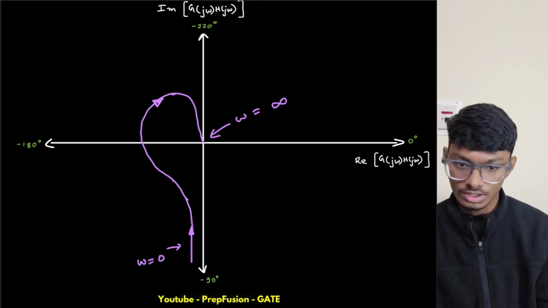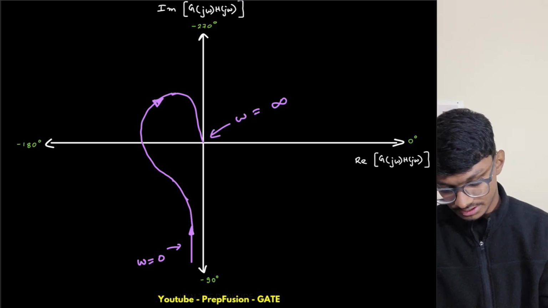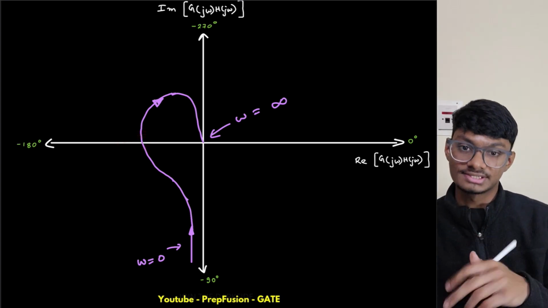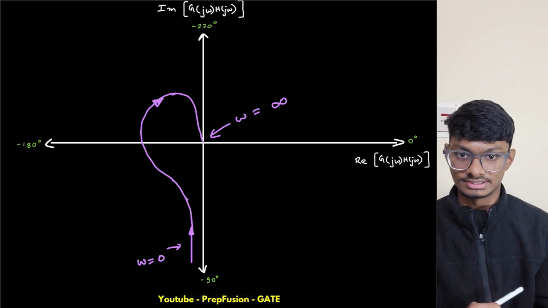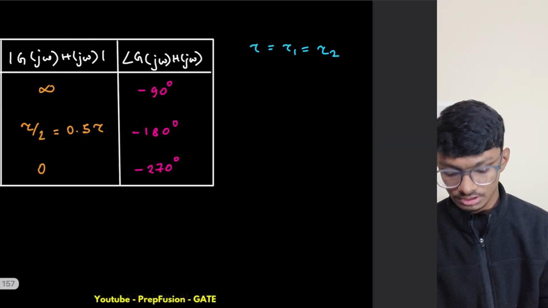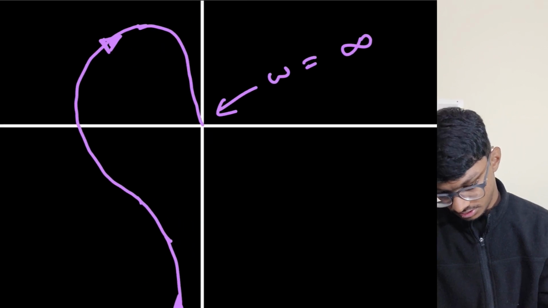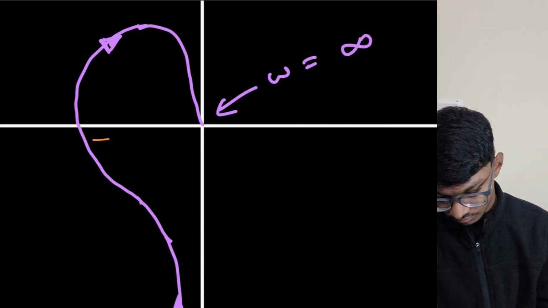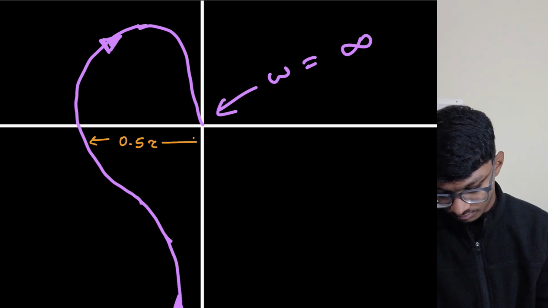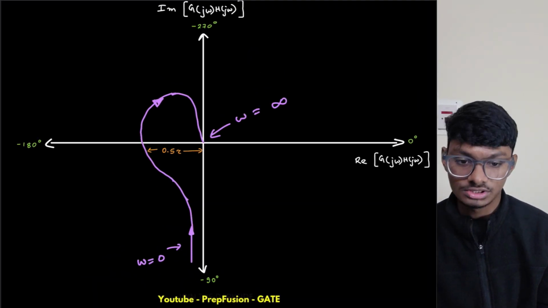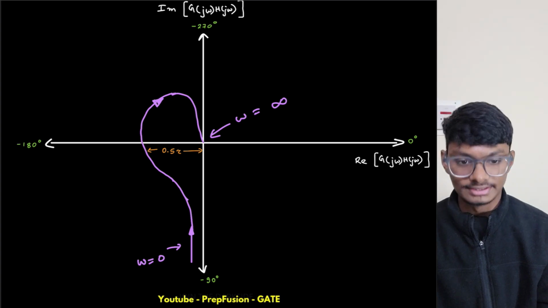Okay. So it is going like this, and the point at which it is cutting the negative real axis, the distance from the origin is tau by 2, right? That is the magnitude. So this is 0.5 tau. So yeah, this is basically the plot.